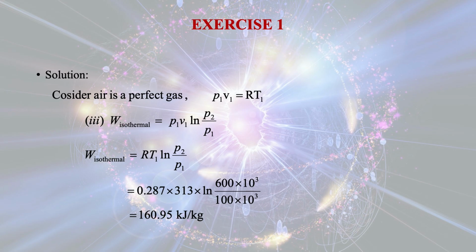For the next case, P1 V1 is equal to RT1 for a perfect gas. For the isothermal process, the expression for the work done is given as P1 V1 multiplied by ln P2 by P1, and W isothermal is equal to RT1 ln P2 by P1. Here P1, P2, T1 and R are all given. There is no problem for us to calculate work done for the isothermal process. For this case, it comes out to be 160.95 kilojoule per kg.